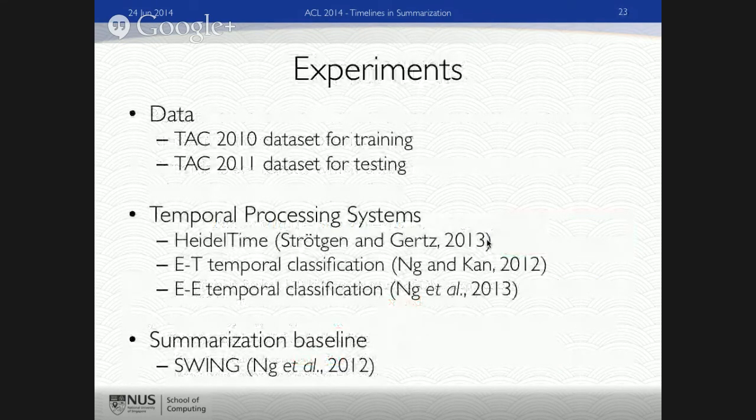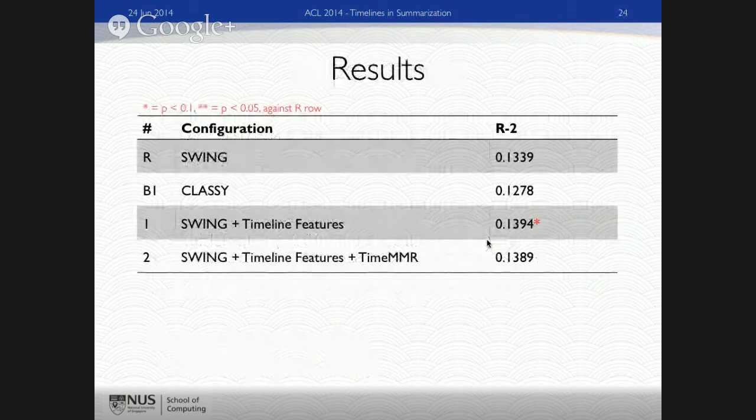Okay, so that's the bulk of my talk. Let's get to the nice stuff on experiments. So we used the TAC data set. We used 2010 for training and 2011 for testing. And I've already enumerated the temporal processing systems that we used. And we plugged it into the summarization baseline that we have from my group. And so we have our basic results here.